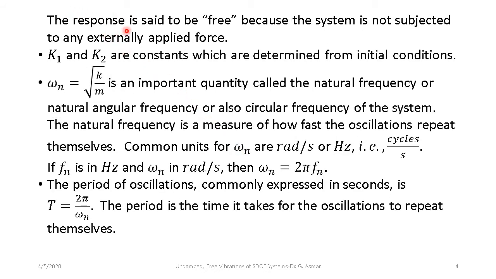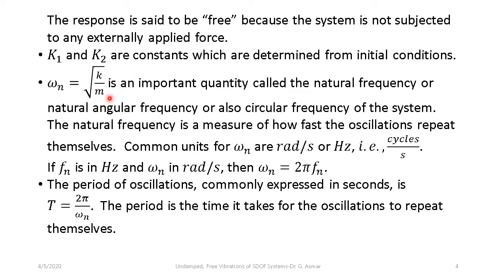Furthermore, the response is said to be free because the system is not subjected to any externally applied force. In other words, the mass is allowed to oscillate under its own inertia, and not because it is under any externally applied load. K1 and K2 are constants which are determined from initial conditions. The initial conditions would be set on displacement and velocity, as we will see later.